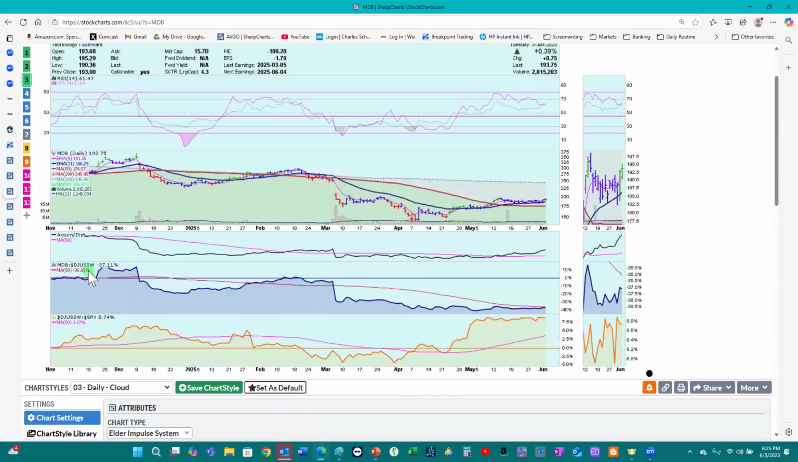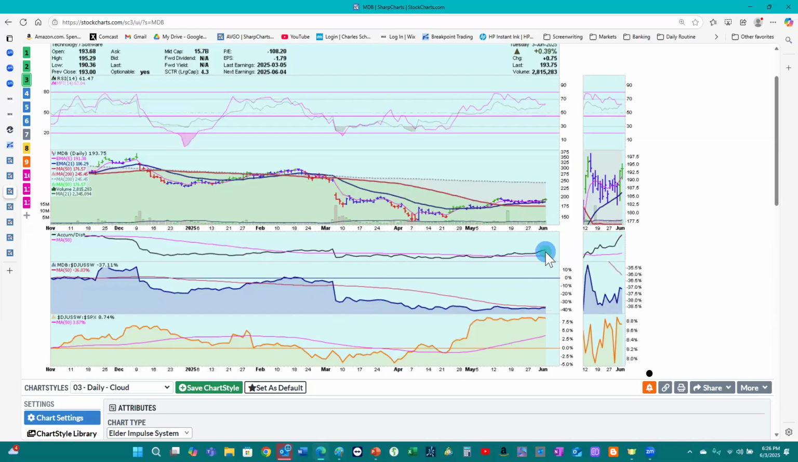All right, MDB, and the one thing I want to look at is how are they doing versus their industry group, which is software. How do they do versus their peers? They are underperforming their peers, and they have been since March, really since February. So ever since the market started going down, they followed the market down. They are outperforming the S&P, which is good. So kind of a mixed story there.